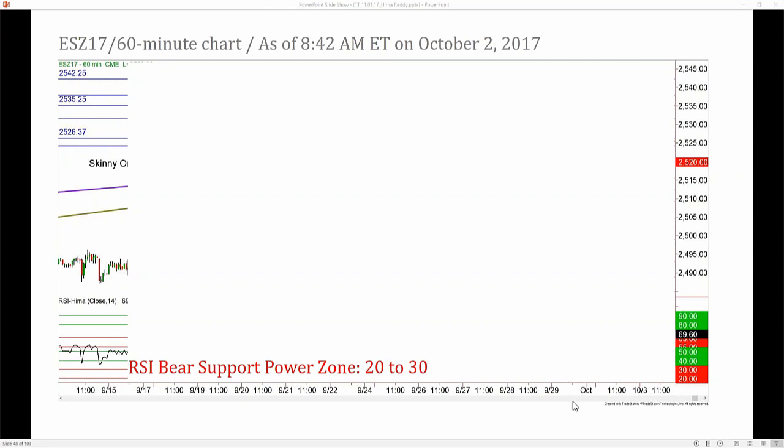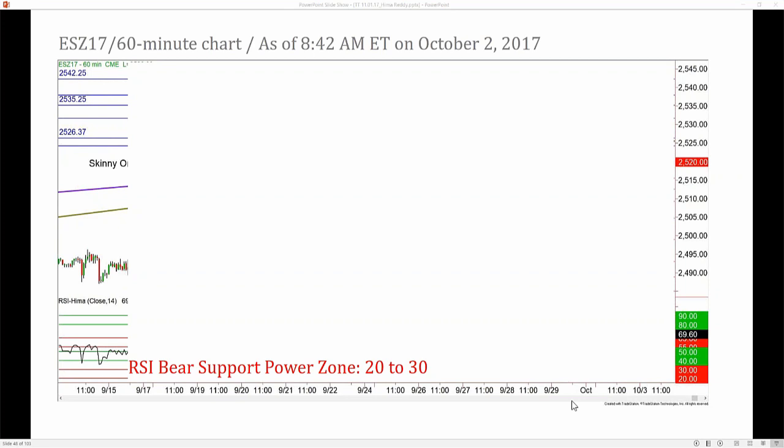RSI bear support power zone is 20 to 30. And here's what you see on the left here. It's called RSI Hima here, but the way I have an indicator is called RSI power zones. Honestly, when I had a programmer make it for me, they just called it RSI Hima, and with everything else going on, I didn't change it yet, but it's the power zones. And you'll see that I took the zones and I translated them into just solid lines, because I've had many suggestions to make these shaded areas, but I don't want that.